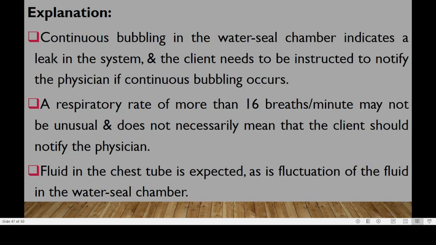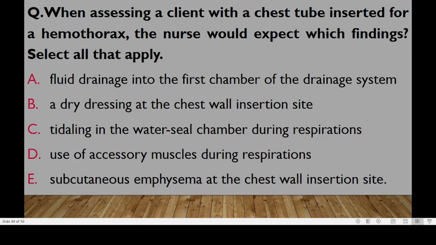As for the respiratory rate, a rate of more than 16 breaths per minute may not be unusual, and it does not necessarily mean that the client should notify the physician. Remember, the normal respiratory rate for an adult is 12 to 20 breaths per minute, of which 16 is still within the normal range. Fluid in the chest tube is expected, as is fluctuation of the fluid in the water seal drainage.